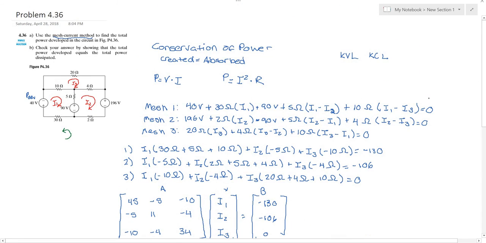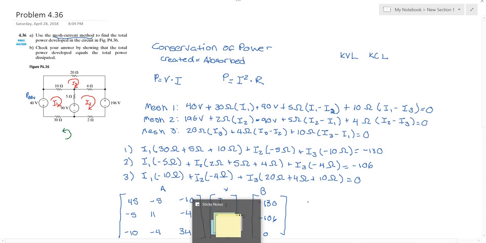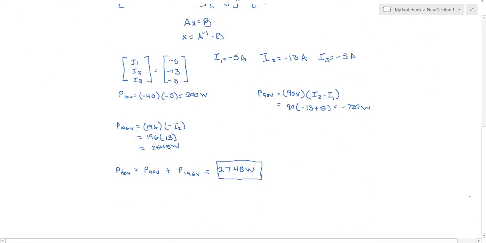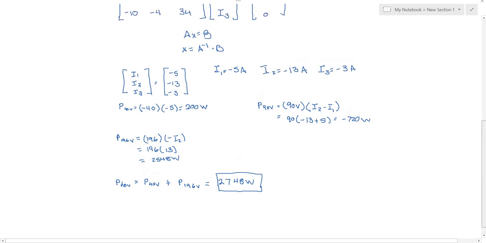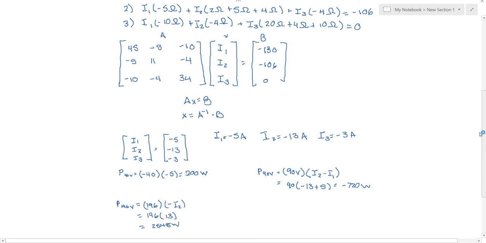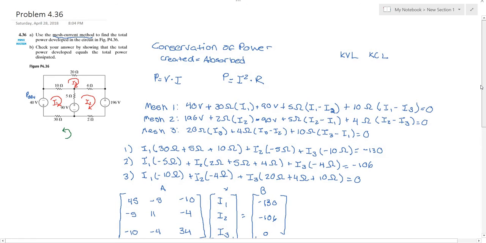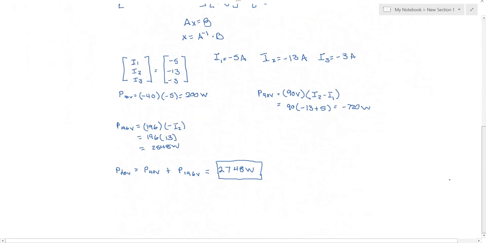Okay, so now let's read the second part of the question: check your answer by showing that the total power developed equals the total power dissipated. Remember I told you guys about the conservation of power, so the power developed has to equal the power dissipated. How do we calculate power dissipated? Easy. We just calculate every other component in the circuit. That includes all the resistances and the 90 volts, because we discovered that the 90 volts is actually absorbing power. So let's start calculating it.